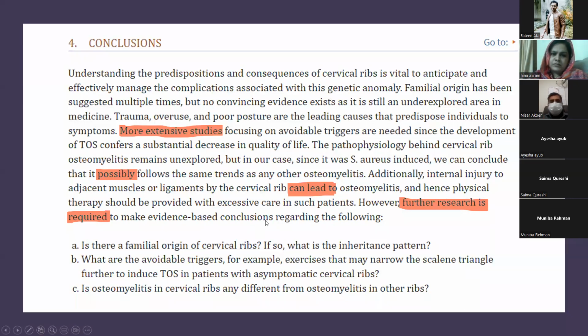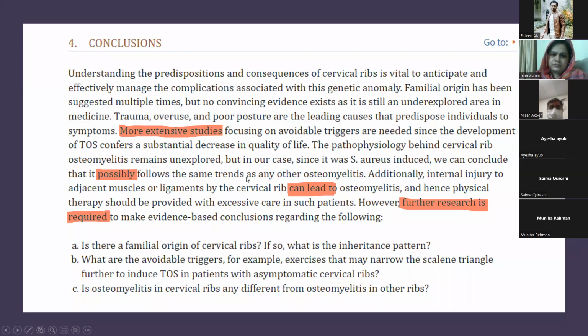So what words should you use, which will lighten the mood of the editor and reviewers and make them tend to find your case publishable? More extensive studies are needed. Of course, if you are publishing a case which is rare, you need more studies, you need higher evidence. You can use the words possibly, this is the trend, it can lead to, further research is required.